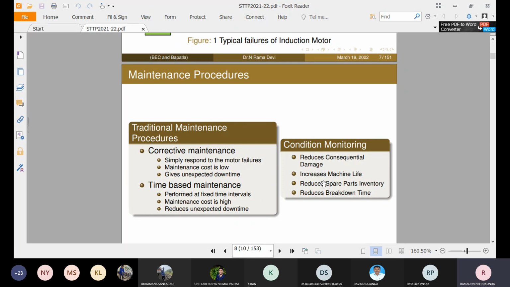The third technique for maintenance is condition monitoring. Recently, industries have shown much interest towards condition monitoring because it reduces the consequences of damages, increases machine life, reduces the spare part inventory, reduces the breakdown time. Because of these advantages, in recent years the industries have shown much interest towards condition monitoring.